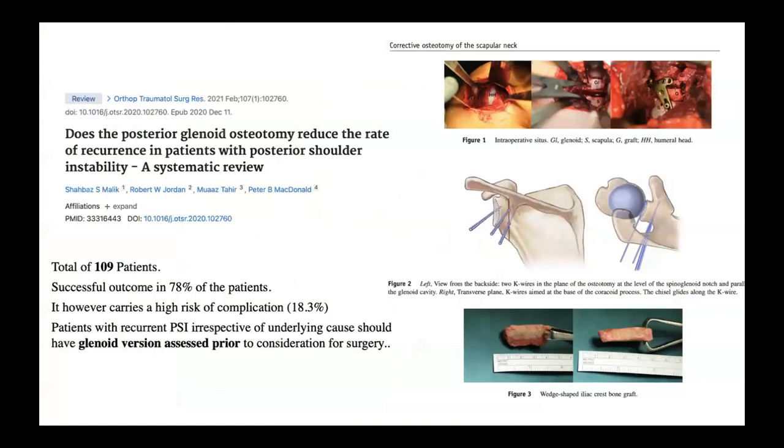A study done by Shabas, Smolik says that a total of 109 patients were included. The success rate of glenoid osteotomy was 78%. And the complication, high risk of fragmentation, was 18.3%.